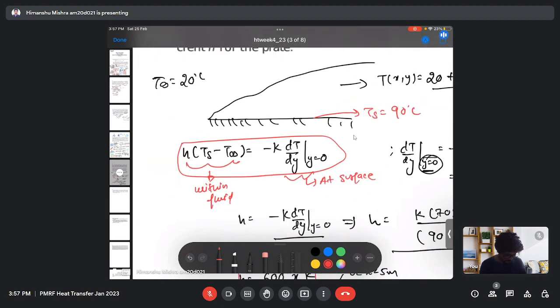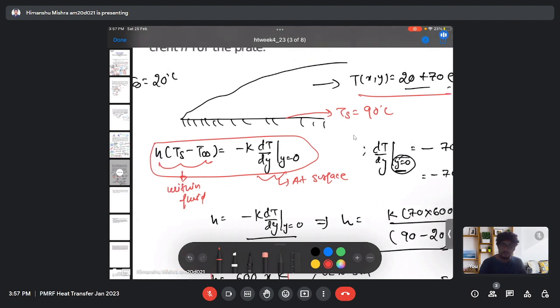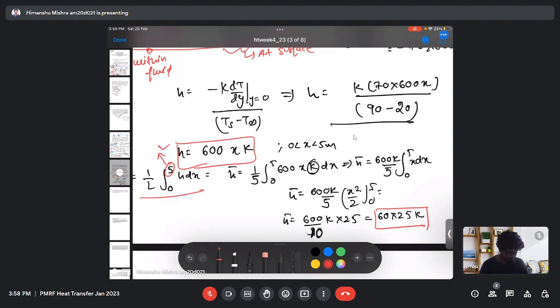So in this question we have been given the temperature profile, so we need to find the local heat transfer coefficient first. For that we need to use the energy balance equation, and once we get the local heat transfer coefficient, we just simply integrate it over the length from 0 to 5 or 0 to L. So this is my L, to get the average heat transfer coefficient relation.